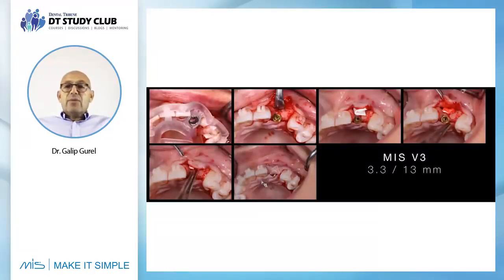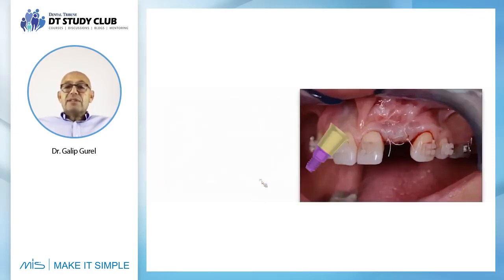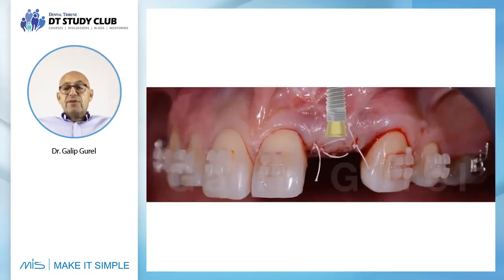Again, Junaid goes into this surgery and just places the implant. The chosen implant is MIS V3, 3.3, 13 millimeters, and now he places the connect on top of that. Well, this is the part, as I mentioned before. What happens here is the advantages of using connect.